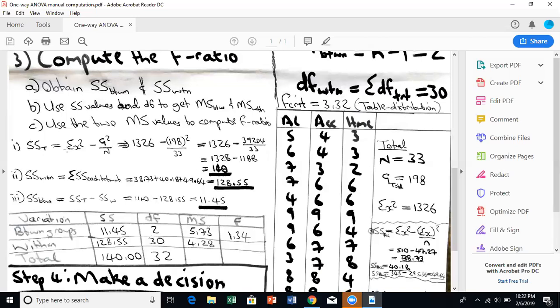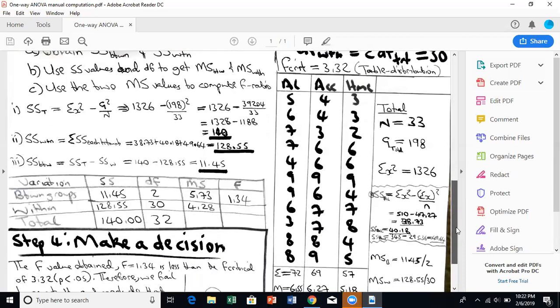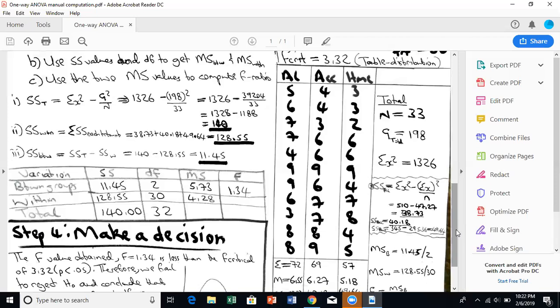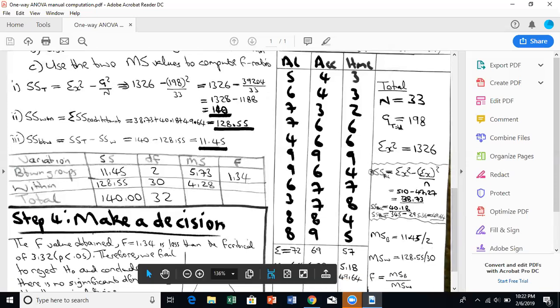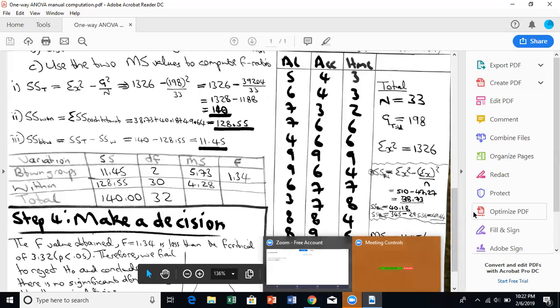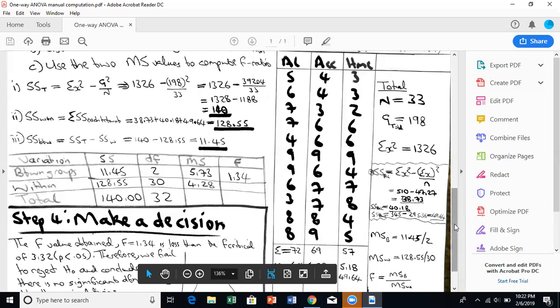Under that step to calculate the F ratio, we need to calculate the sum of squares for total, the grand total. For that to be easy for you, you must arrange your scores like what I did here. So these are the scores, and then you add the total.